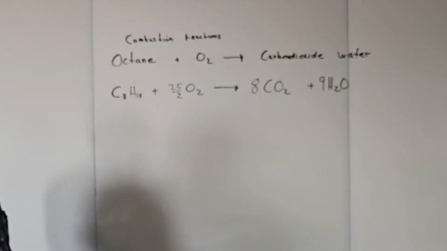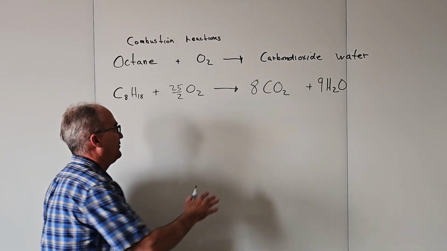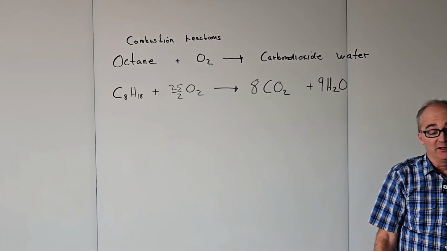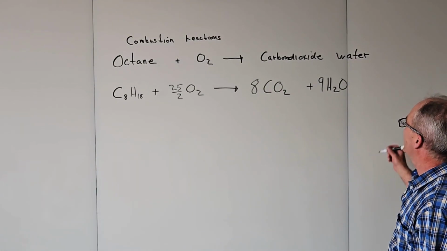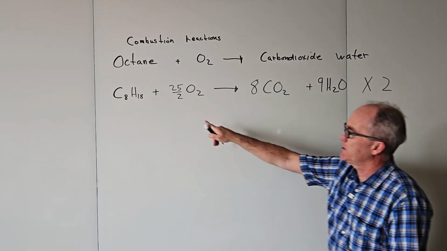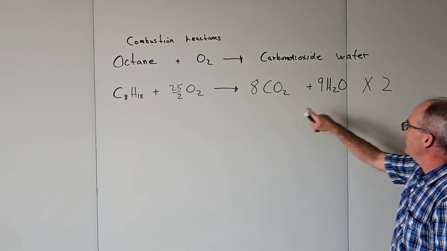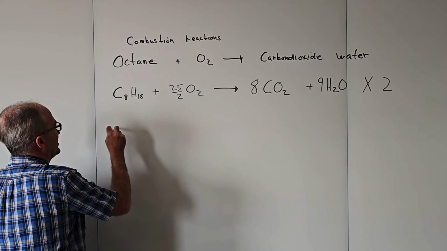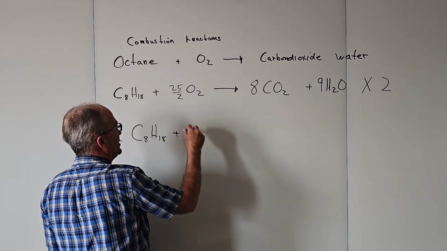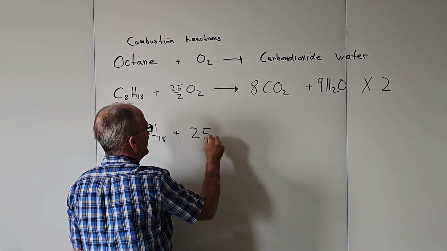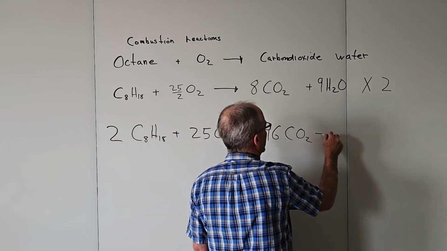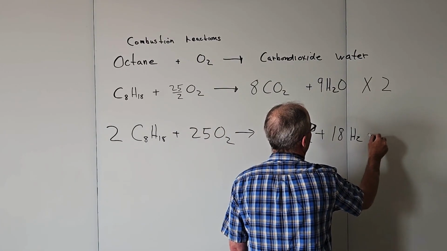Now we have another rule that says we like to have whole number coefficients. Do I have a whole number coefficient there? No, so I need to get rid of that. And how do I do that? Yeah, I multiply by an integer that's going to get rid of that 2. The most obvious one would be a 2. So now I'm going to have 2 times this thing. That 2 cancels out, and I got 25 oxygens, 16 carbon dioxides, 18 waters.